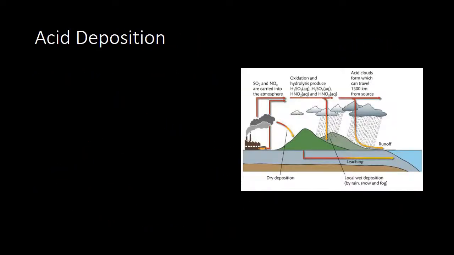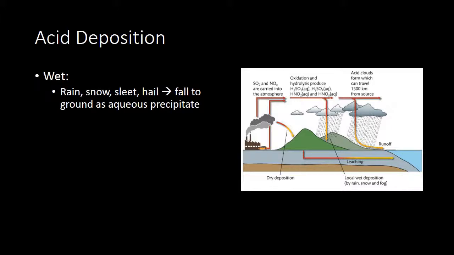So acid deposition can be wet or dry. Wet acid deposition means the acid is in the form of rain, snow, sleet, hail, fog, anything of moisture that comes from our sky, and it falls to the ground as precipitation. If you look at our picture over here, we get our pollutants, SO2 and NOx, and they come from industry, because these really did not exist prior to the Industrial Revolution.